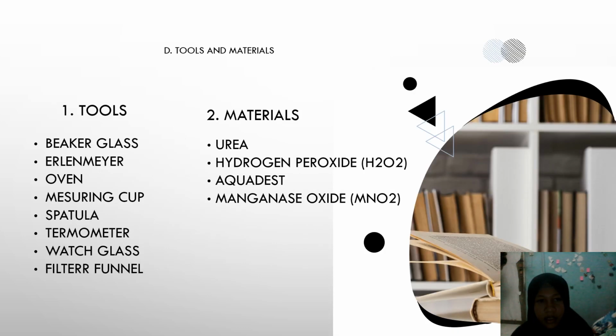Tools and materials. Tools: first beaker glass, then Erlenmeyer, after that oven, then measuring cup, spatula, thermometer, watch glass, and finally filter funnel. And materials: urea, hydrogen peroxide or H2O2, aqueous, and manganese oxide, MnO2.